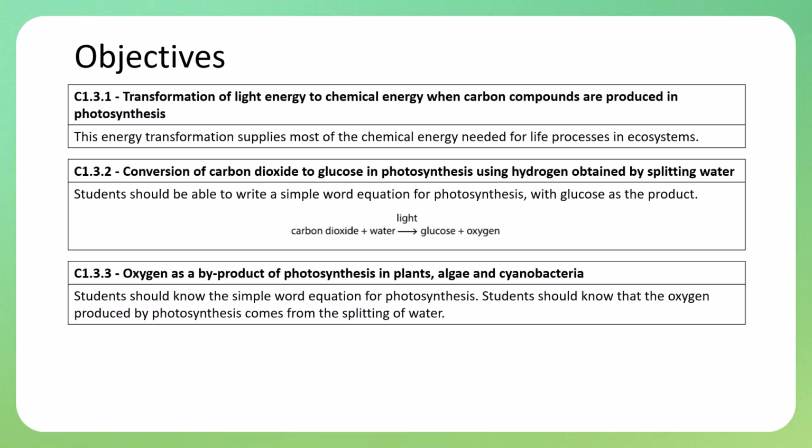And those objectives state the transformation of light energy to chemical energy when carbon compounds are produced in photosynthesis, conversion of carbon dioxide to glucose in photosynthesis using hydrogen obtained by splitting water, and then oxygen as a byproduct of photosynthesis in plants, algae, and cyanobacteria. So we're going to talk about the photosynthetic equation. We're going to talk about how the inputs, or the reactants, work to produce the products, which are the outputs, and how they play in not only photosynthesis but the cell respiration equation as well.